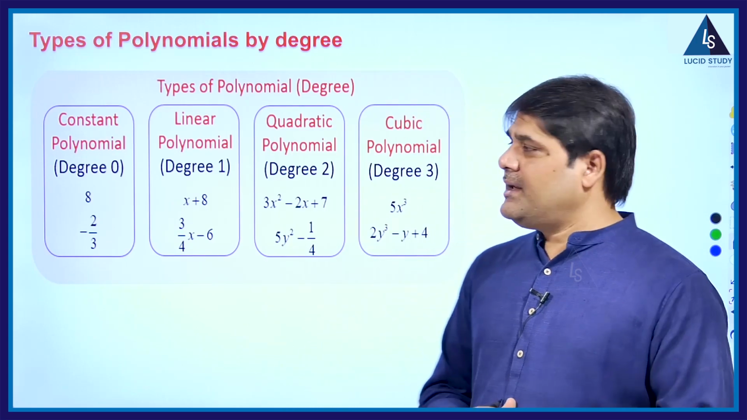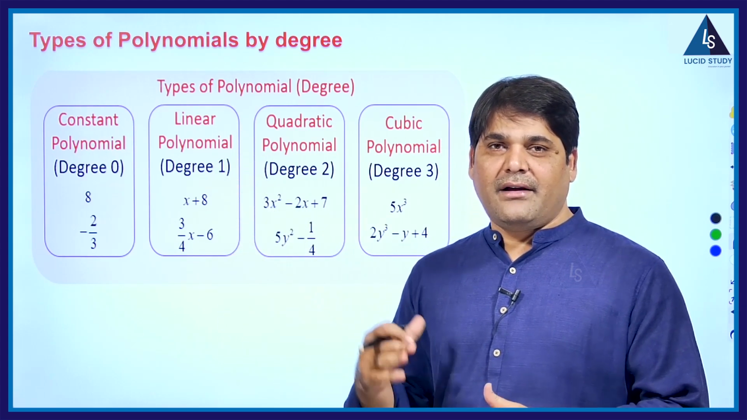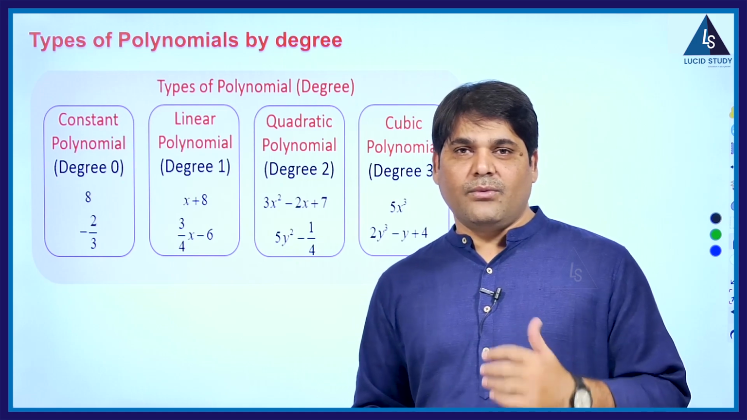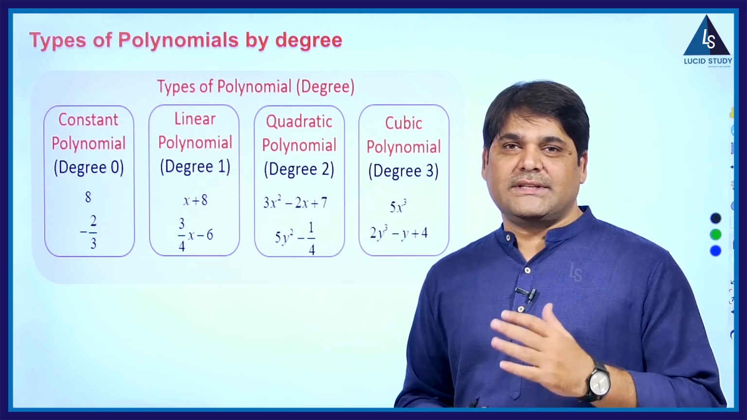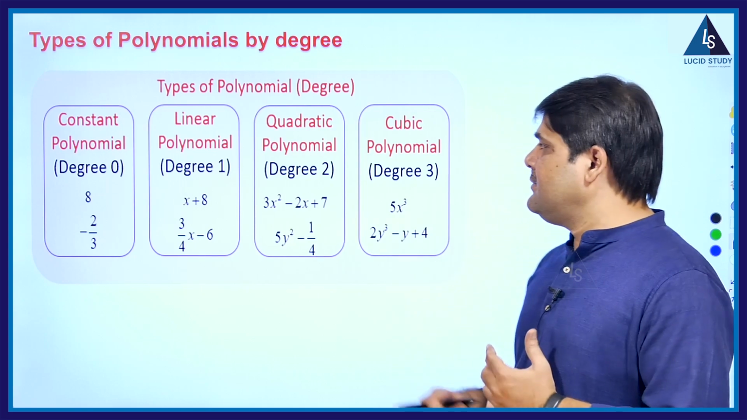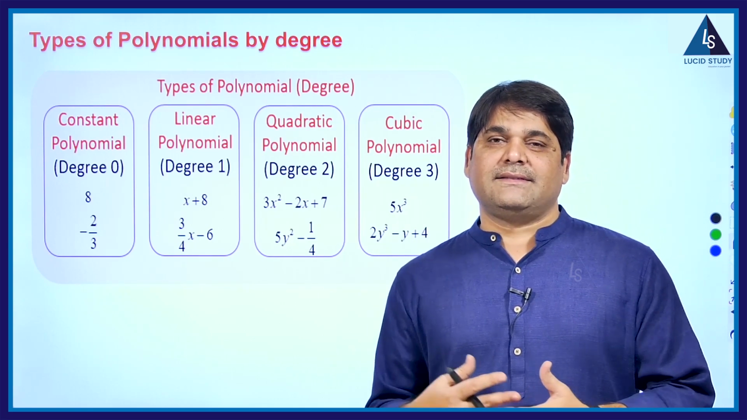Next we have the linear polynomial. We will discuss it in detail. So the degree of a linear polynomial is 1. This you need to remember. And later we have the quadratic polynomial whose degree is 2 and the cubic polynomial whose degree is 3. Okay, let us discuss these in detail.